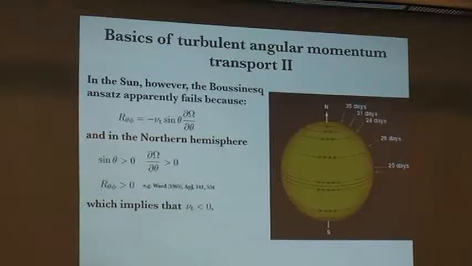And then we end up with a problem, because if you look at what we call now the horizontal stress, so this is the correlation of the latitudinal and then the azimuthal velocities. In spherical coordinates, we get this sort of expression for that.